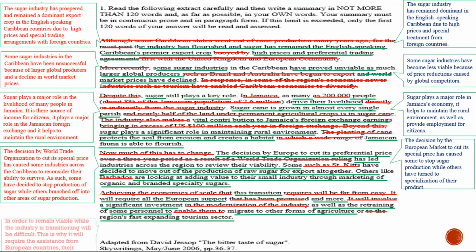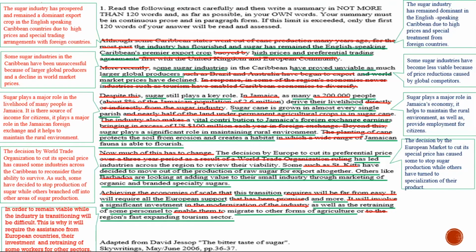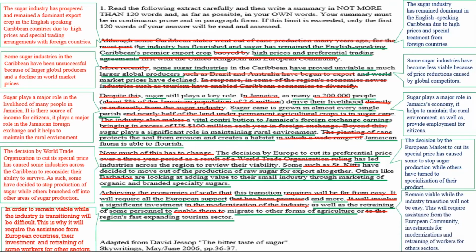The paraphrased version reads, in order to remain viable, the industry transitioning will be difficult. This is why it will require the assistance from European countries, their investment, and retraining of some workers for other sectors. The summarized version for the main idea reads, to remain viable, the industry transition will not be easy. This will require assistance from the European community, investments for modernization, and retraining of workers for other sectors.